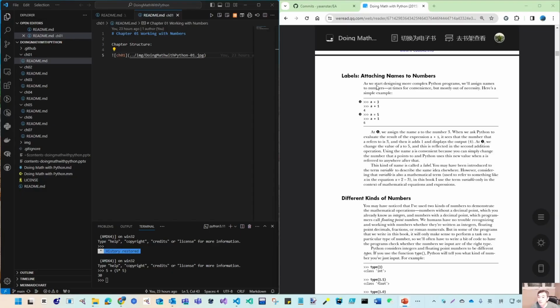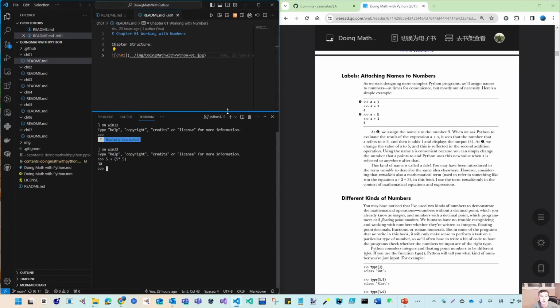As we start designing more complex Python programs, we will assign a name to a number. You can treat the name as our normal name, and we call that a variable. But you can see here, Control L actually clears the screen.